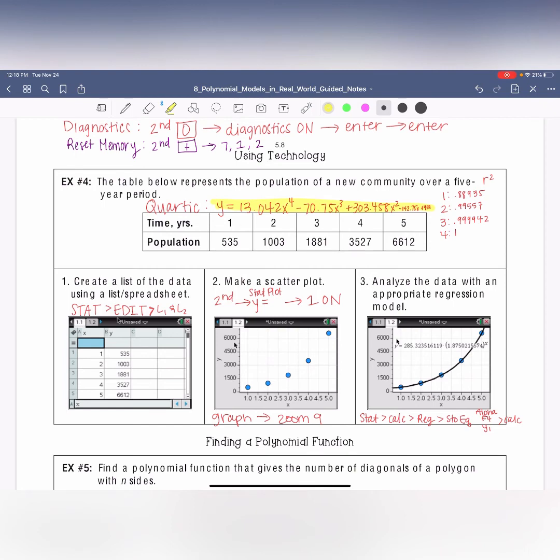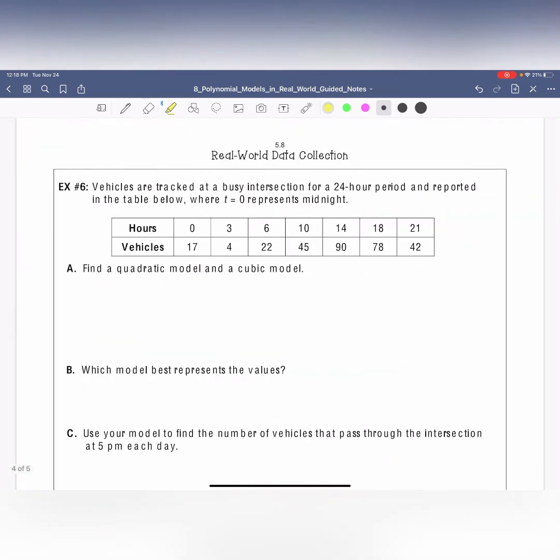All right, so we're going to go ahead and just do one more. We're going to go to the next page. We're going to do example 6. Okay, so it says find a quartic model and a cubic model. Which one's the best one? And then we're going to find a value. All right, and we'll see how finding a value goes on this app because I'm not sure how it will go.